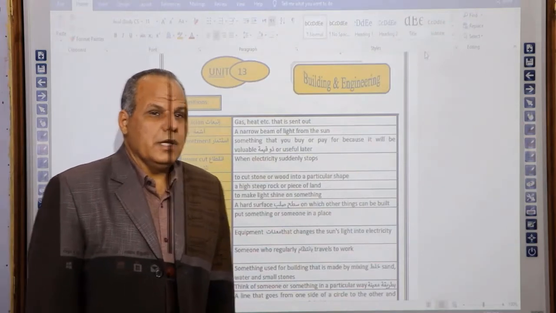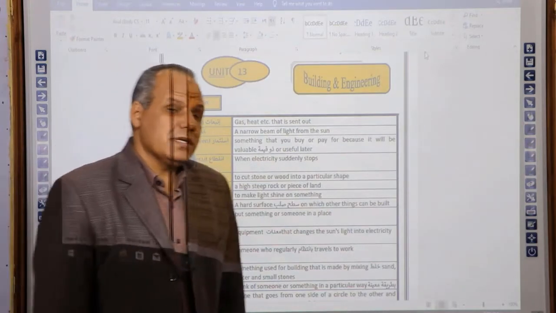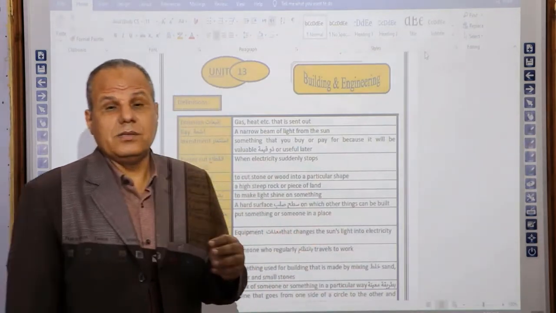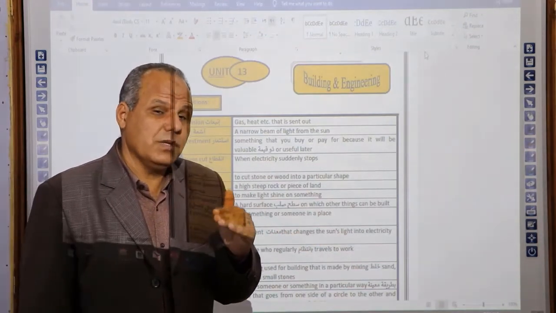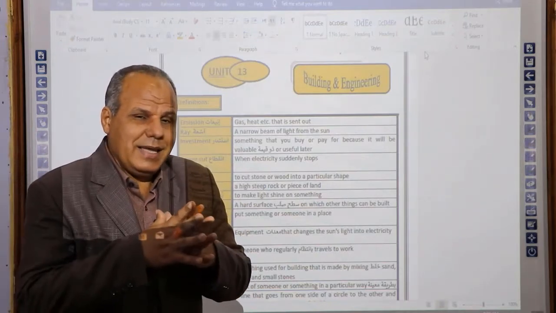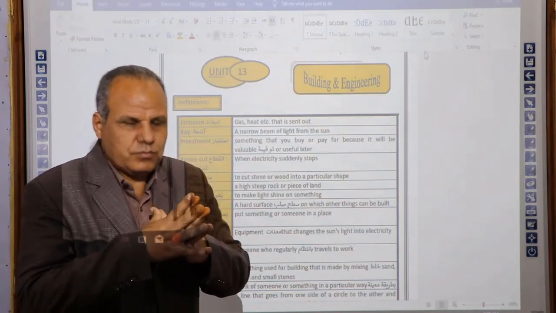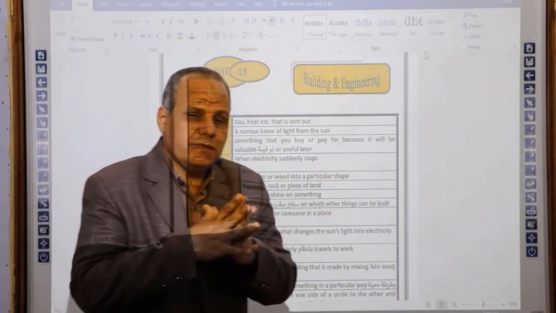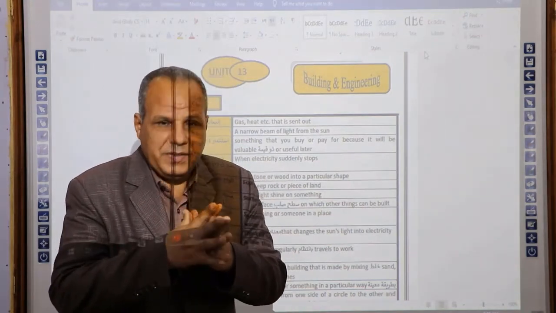Students, today we are going to discuss Unit 13, which is entitled Building and Engineering. That means in Arabic, الهندسة والبناء. And let's move to the most important definitions.